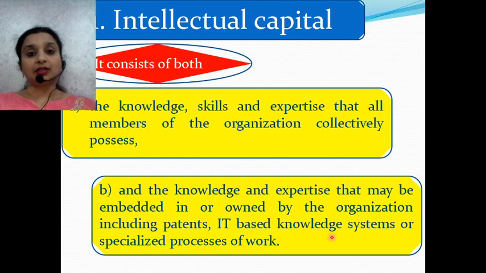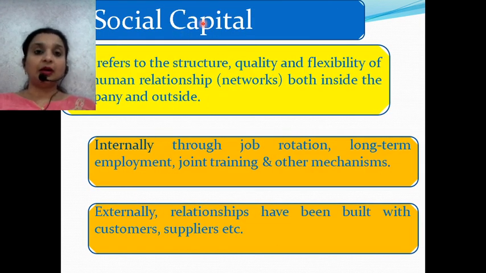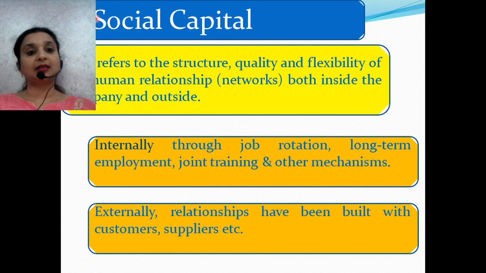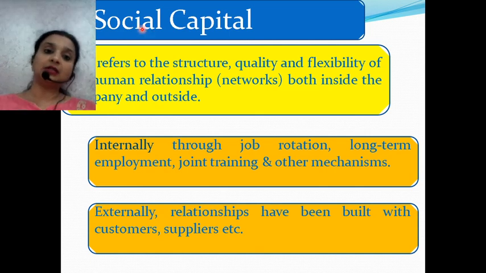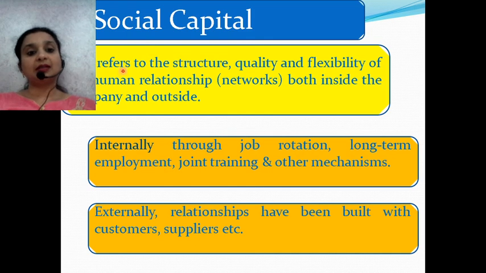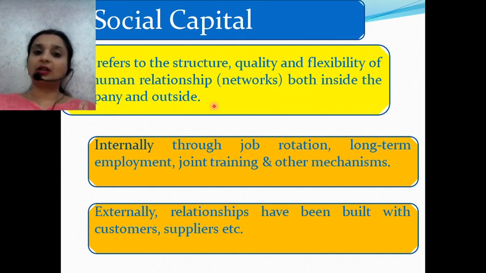Now the second capital we know is known as social capital. जब हम social word use करते हैं that means हम यहाँ बात कर रहे हैं contacts की, networks की जो हमारे interpersonal behavior से related है. So this refers to the structure, quality and flexibility of human relationships, the networks, both inside the organization and outside the organization. Inside the organization हम ये कैसे create करेंगे social capital? So through job rotation, through long-term employment, joint training and other mechanisms.